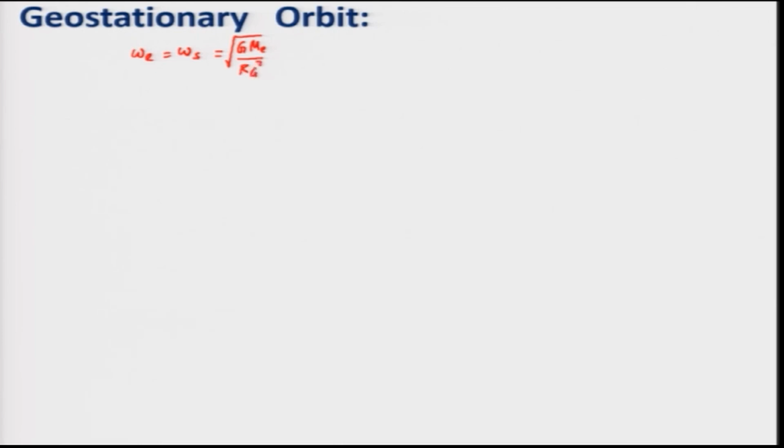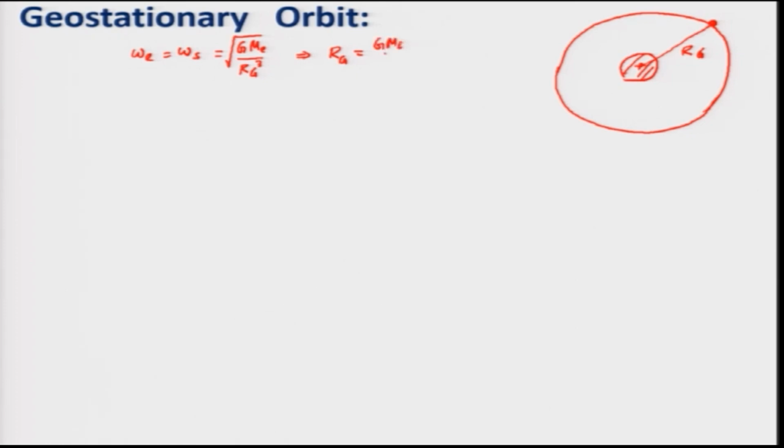r g cubed, because this is orbiting around the earth. If this is your earth, and let us say this is your satellite, then this distance is r, the radius of the geosynchronous orbit or geostationary orbit. So, this is your r. From this I can very easily get r g cubed is nothing but G M e by omega squared. If I know this omega of the earth, and we know the gravitational constant and the mass of the earth, we can find out what r g is.